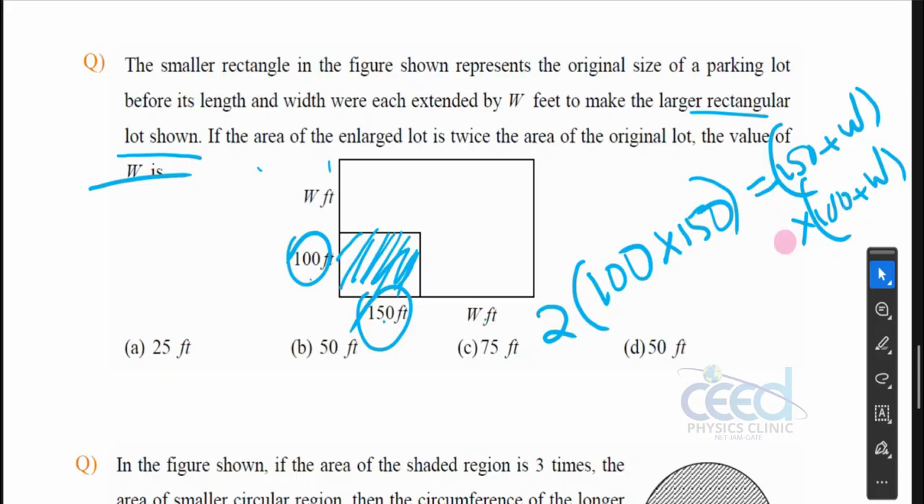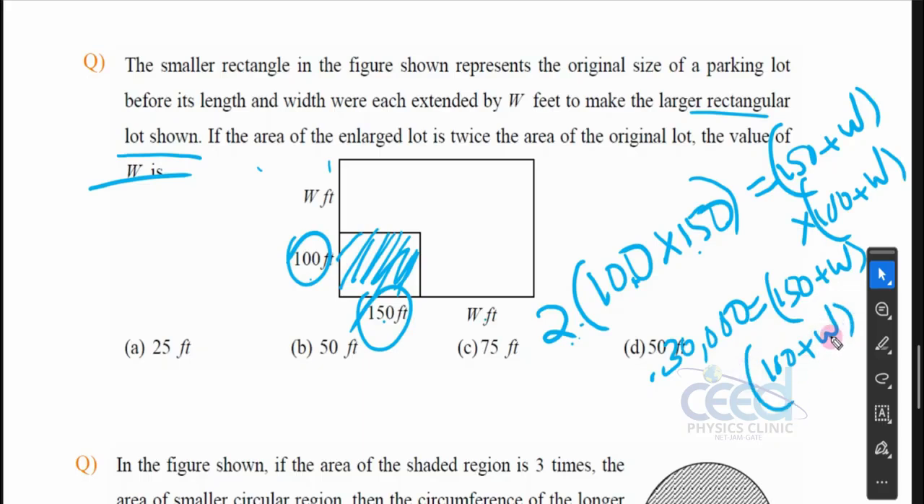Now by solving we can write, see here, 100 into 300, right? 100 into 200 into 300. Then W you can get is 50. All right. See here, 2 into 100 is 200, 200 into 150, what? 200 into 15 is 3000, then 30,000. 30,000 is equal to (150 plus W) into (100 plus W).